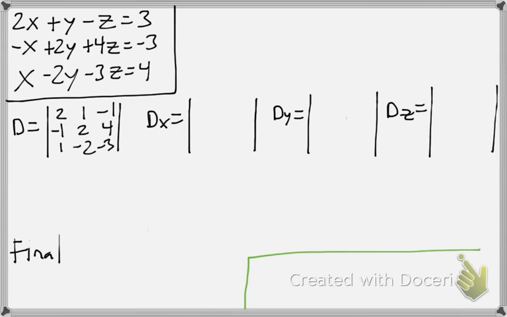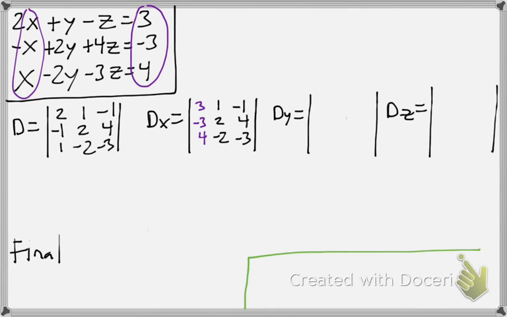For dx, I'm going to leave the y column and the z column the same, but I'm going to then take the totals and put those in the x column. So that's going to be 3, -3, and 4. So instead of writing what's normally in front of the x's in the x column, I'm replacing it with the totals column.